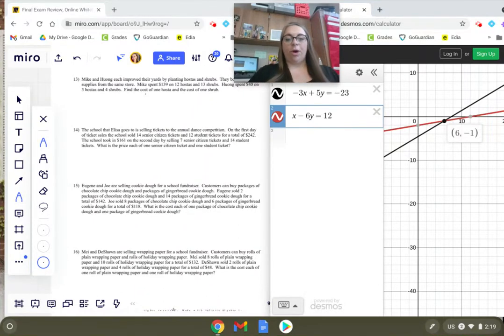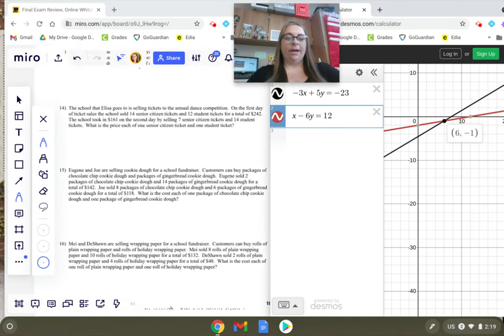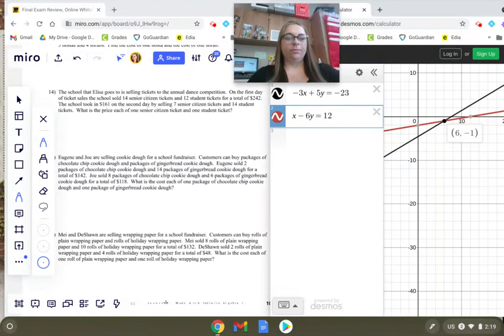And then let's talk about word problems. Okay, so we've got 4 word problems. Let's talk about number 14. Just pick one. So 14 says, the school that Eliza goes to is selling tickets to an annual dance competition. On the first day of ticket sales, the school sold 14 senior citizen tickets and 12 student tickets for a total of $242. The school took in $161 on the second day by selling 7 senior citizen tickets and 14 student tickets. So what's the cost of each ticket?